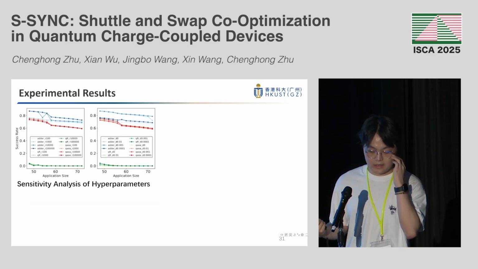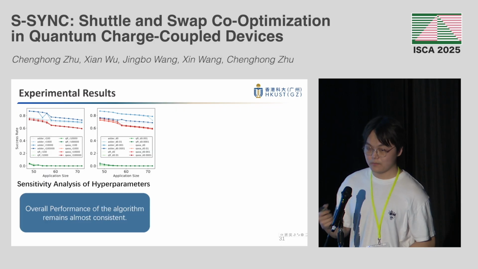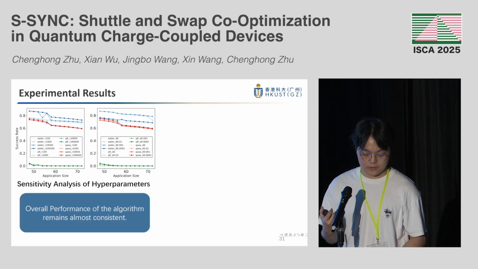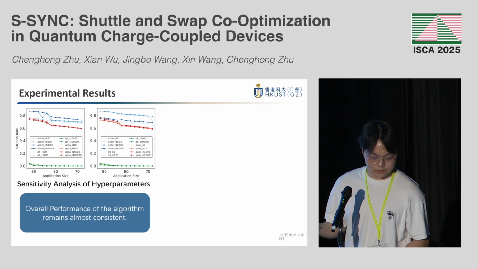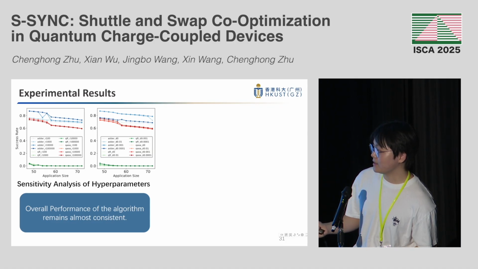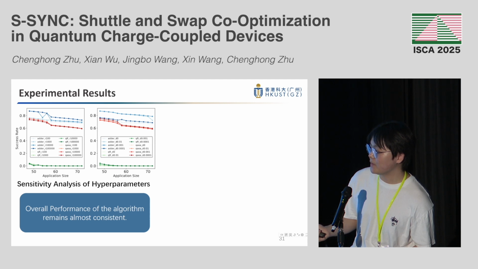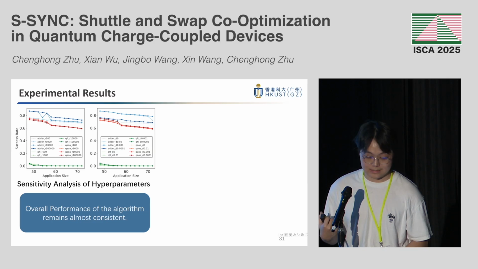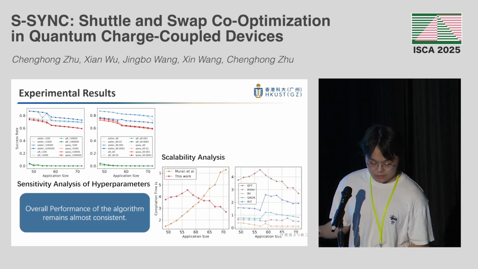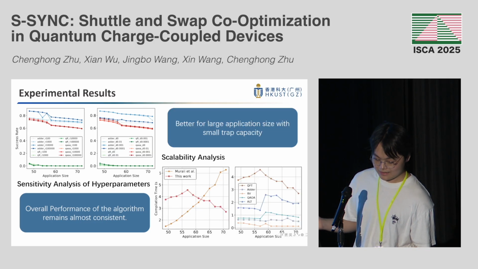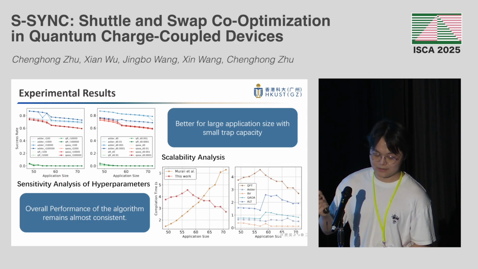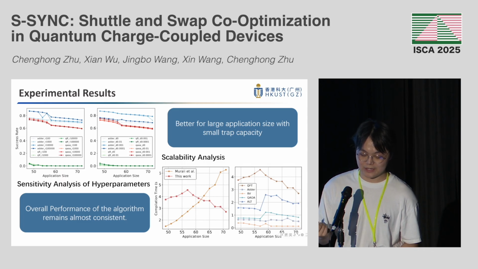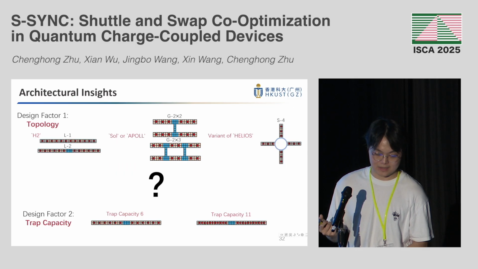Also, we mentioned that we choose the weight of swap and shuttle cost to guide the scheduling, and we also conduct sensitivity analysis on these hyperparameters, and we show that the performance remains almost consistent. We also test the scalability, and we show that our compiler is better for large application sizes but with a small chip capacity.